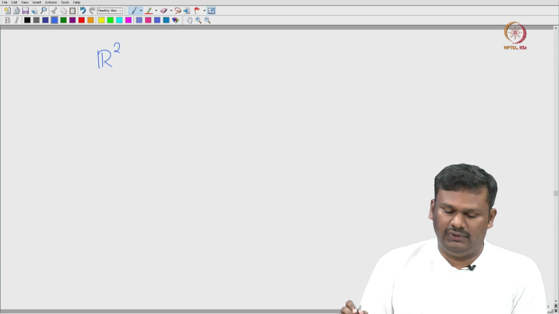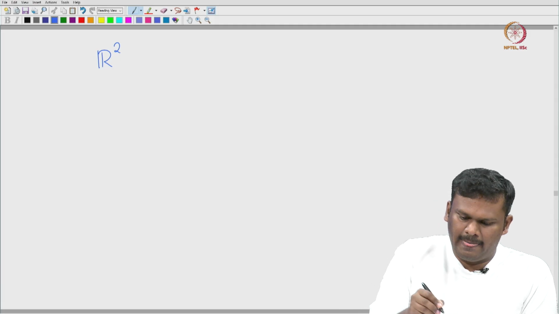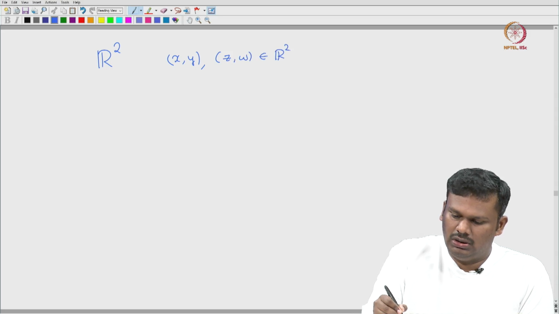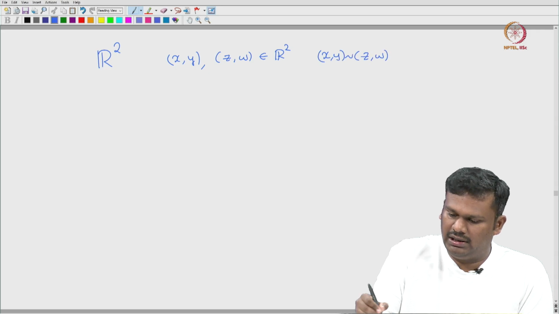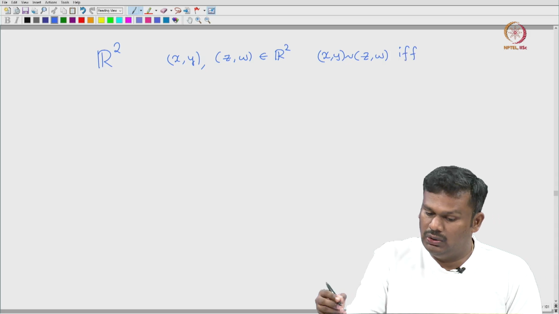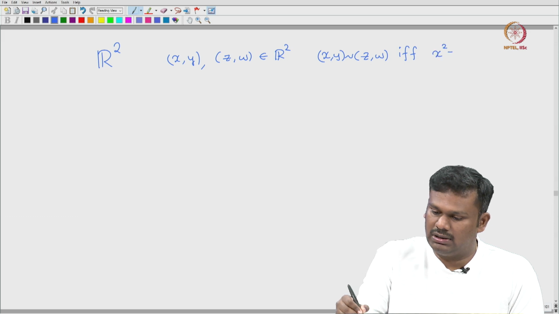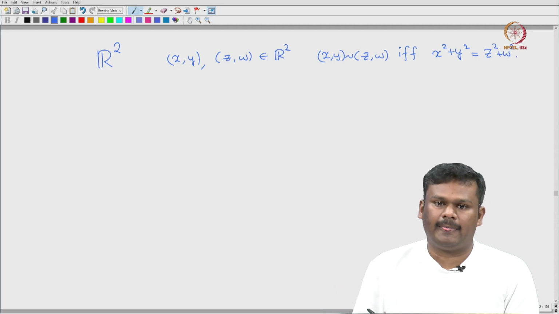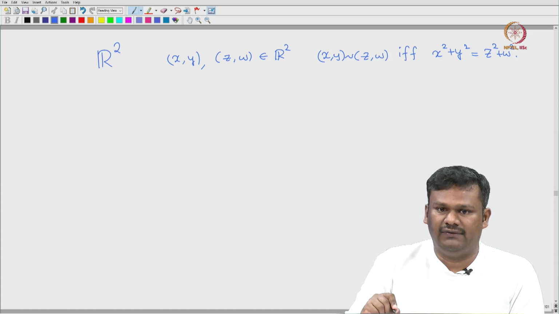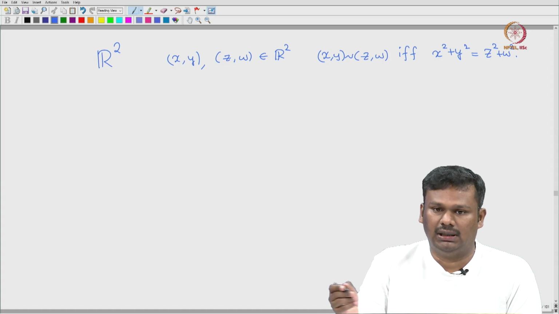So, now we can define the following relation. We say that (x, y) and (z, w) from R2 are related if and only if the norm of both these vectors is the same. That means x² + y² is the same as z² + w². Okay. And it is not very difficult to verify that this is indeed an equivalence relation.